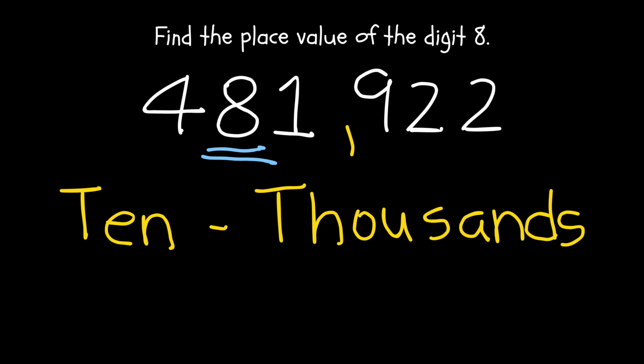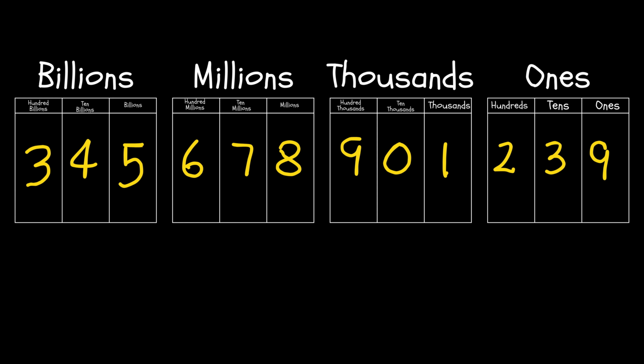One tip I always suggest is to learn the place values: ones, tens, hundreds, thousands, and so on. That will really help you in finding the place value of a digit.